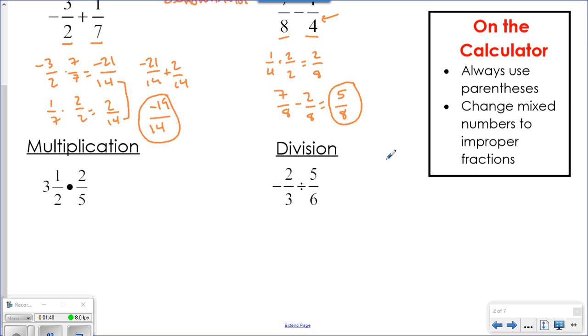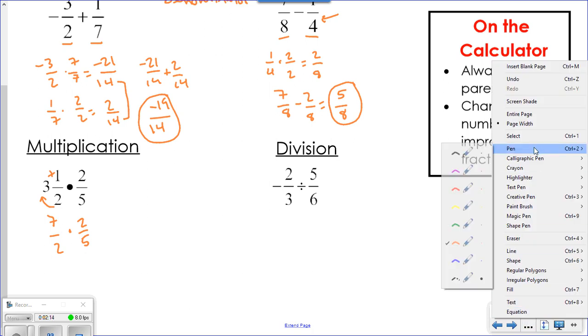Multiplication and division are a little bit easier because we don't need to worry about that common denominator. We do, however, want to get rid of any mixed numbers. So we do that by multiplying the denominator by the whole number out in front and then adding anything that we have in the numerator. So 3 and 1/2, we multiply 2 by 3, we get 6, plus 1 is the same thing as 7 over 2. And then we have the 2/5 right here.